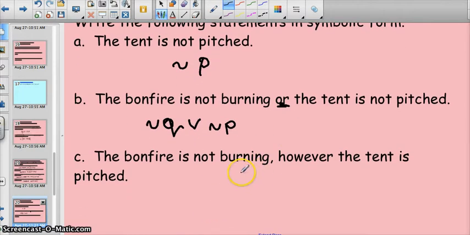Finally, the last one, you should be trying this out on your own. "The bonfire is not burning, however, the tent is pitched." The bonfire is not burning is the negation of Q, and the tent is pitched is P. The question is, how do you do however? Well, you've got to think it's either and or. In this case, it's got to be an and because both things are happening. Therefore, I will call it a conjunction and put the and symbol in there.